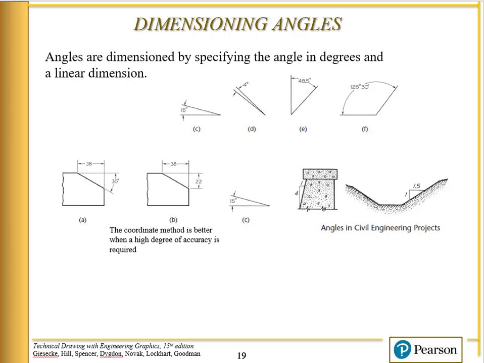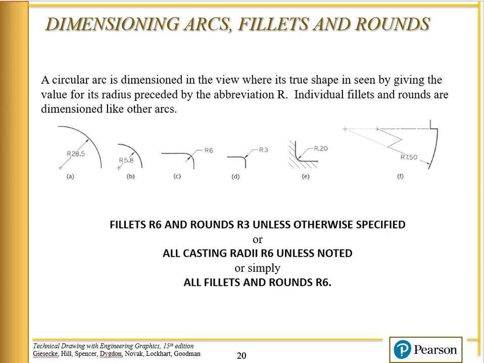So how do we dimension arcs, fillets, and rounds? One way to do it, if you have a part that has a lot of rounds on it, is to put a drawing note that says fillets R6 and rounds R3 unless otherwise specified, or all casting radii R6 unless otherwise specified, or all fillets and rounds R6. If you use a note like this, you don't have to identify each and every round and fillet on your drawing and then put a dimension on it.